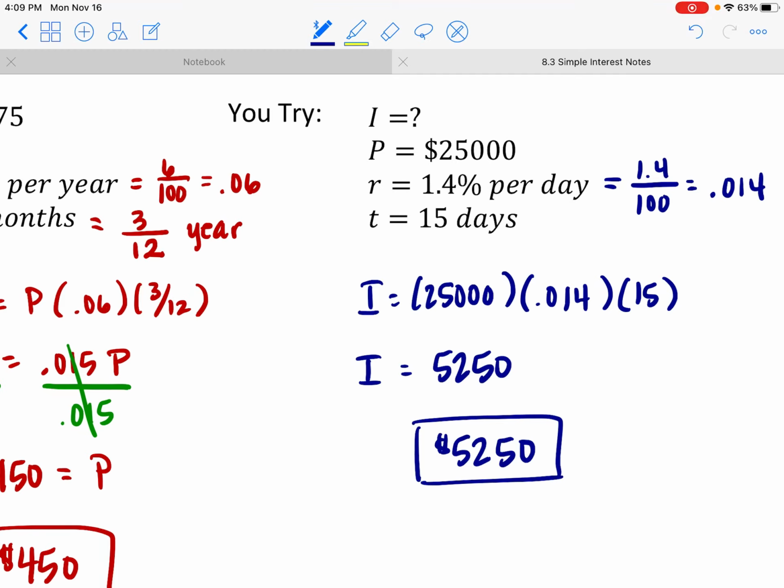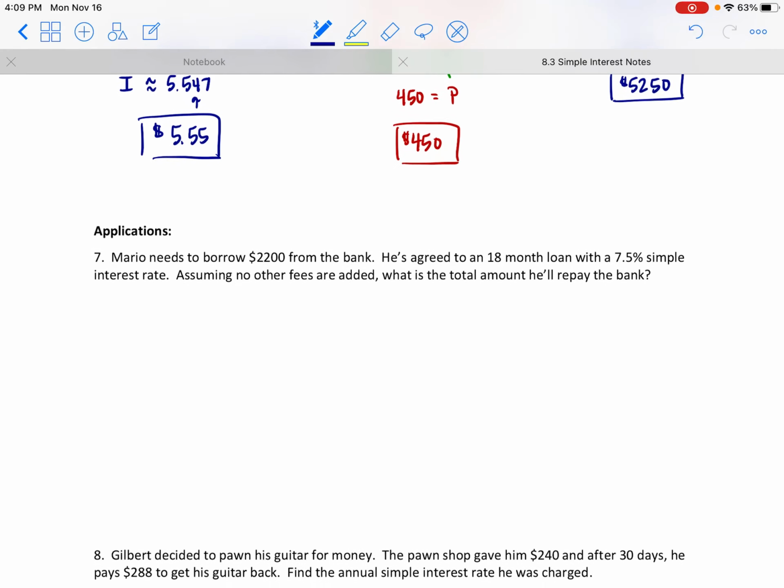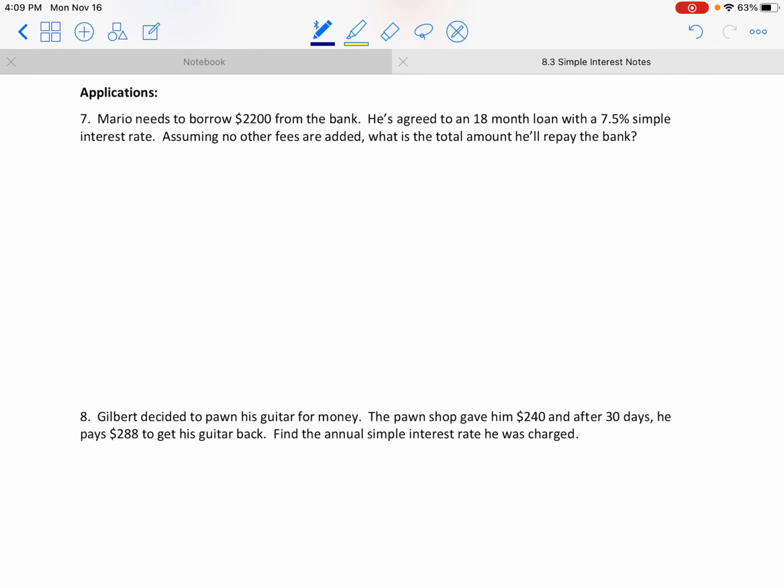And of course you have 1.4% per day for 15 days. Even if that was 1.4% per year for 15 years, right, that would be a long time. It's not a long time, but it's 15 times you're calculating that interest. Okay, so that's our formula. Let's get a couple of applications, a couple of places where we could use such a formula.